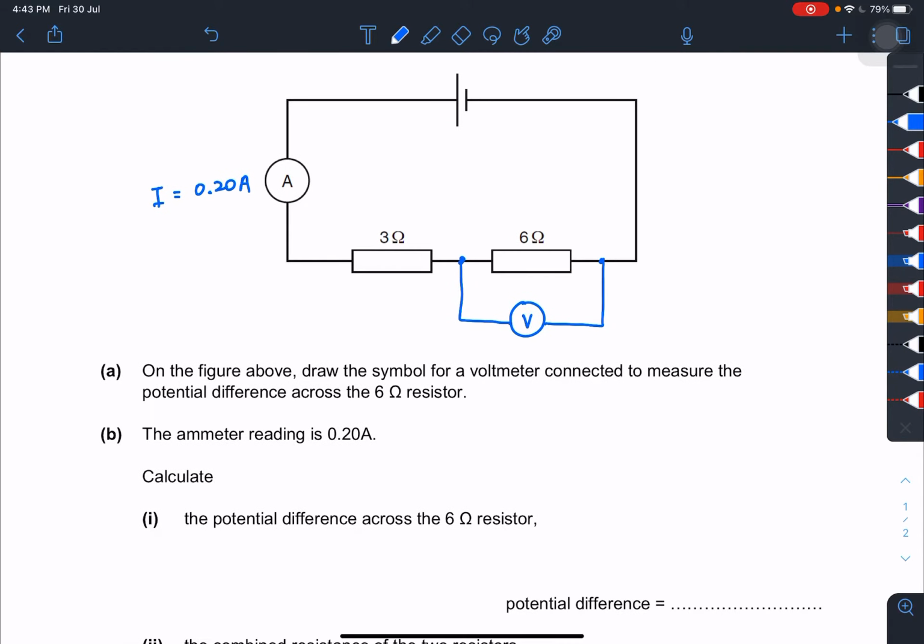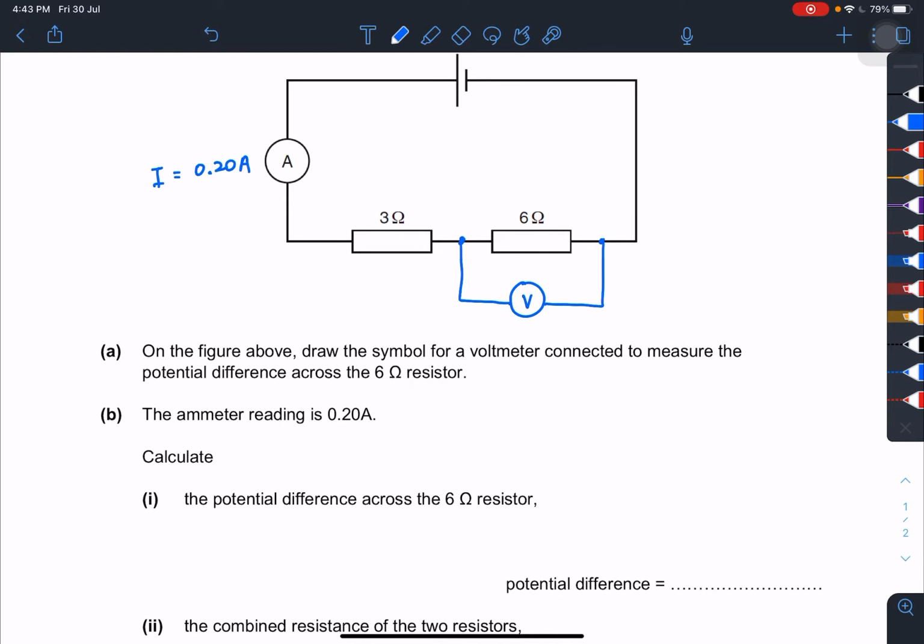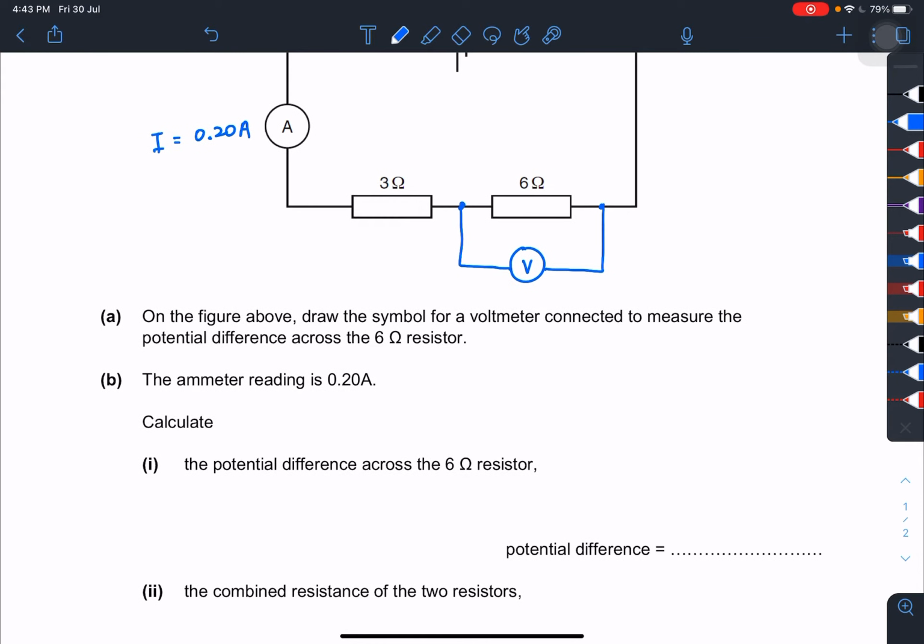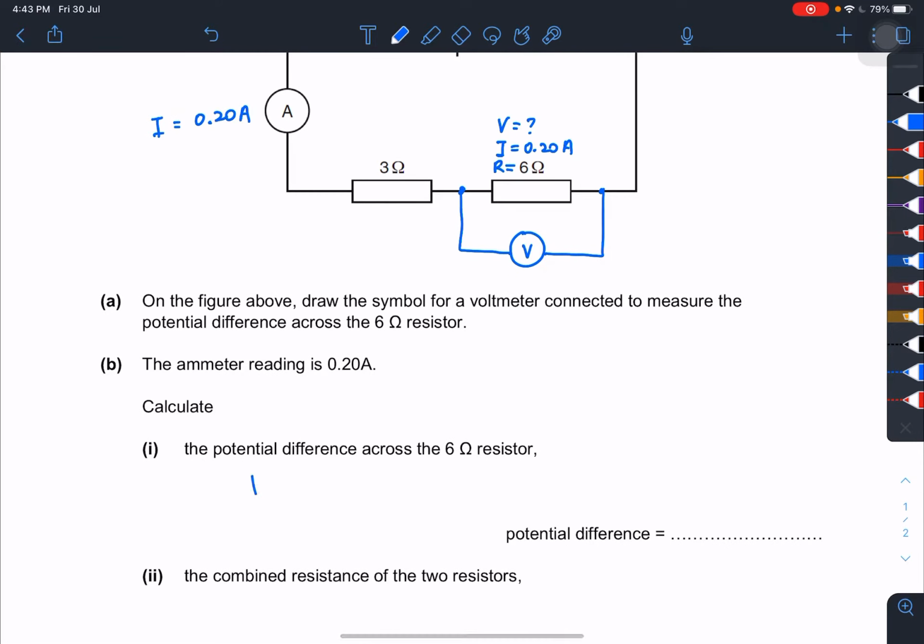Okay, so first calculate the potential difference across the 6 ohm resistor. Over at the 6 ohm resistor, we have current 0.20 ampere. We have our resistance 6 ohm. Now we look for potential difference. So we will make use of the relationship V equals IR. I over here is 0.20, R would be 6. So this is just nice 1.2 volts. Okay, so you need to be very sure about your units.